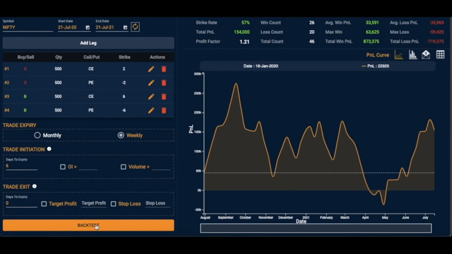In last 1 year, I would have made 1.54 lakhs, which is close to 2 times as that I had made in short iron butterfly. Here my strike rate is 57% and profit factor is 1.21. Good. Now let's go to my strategy.